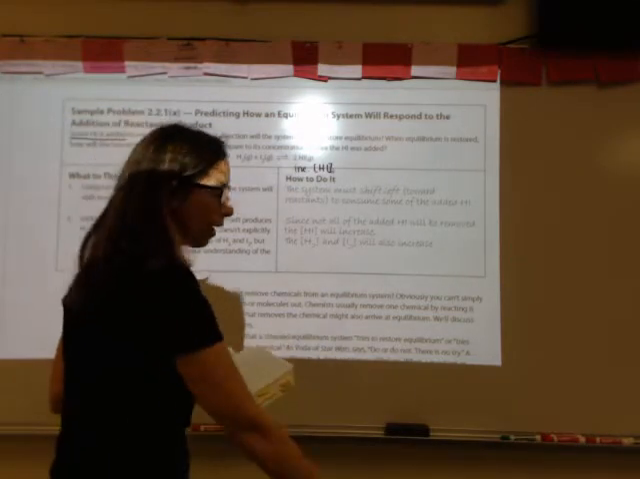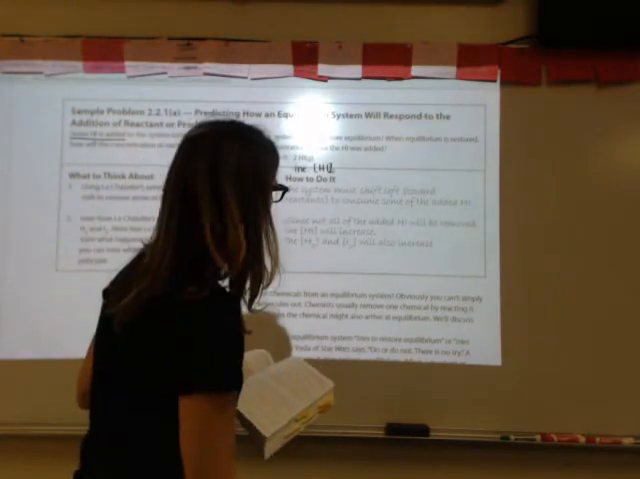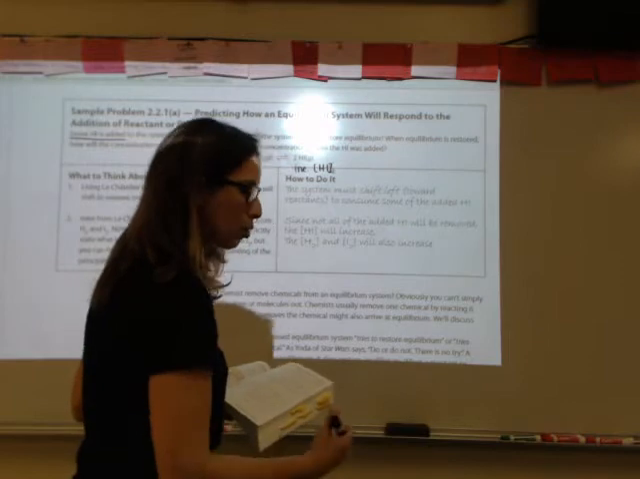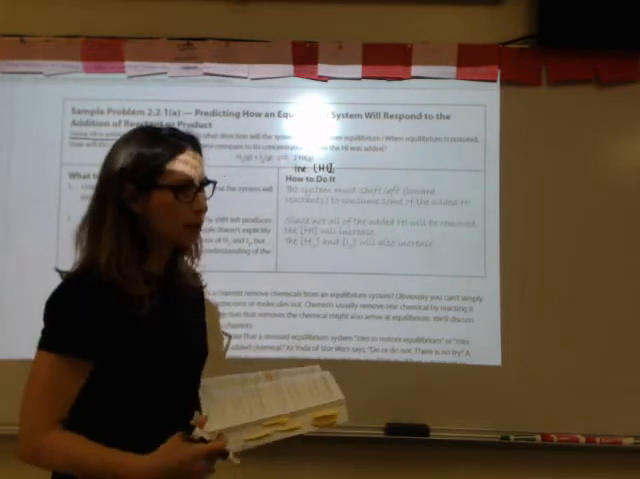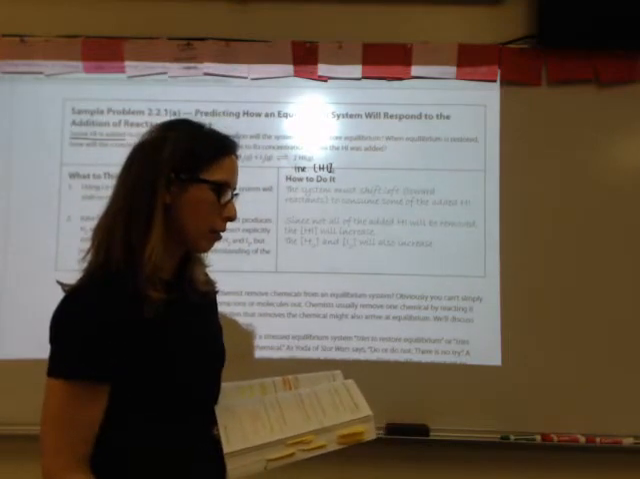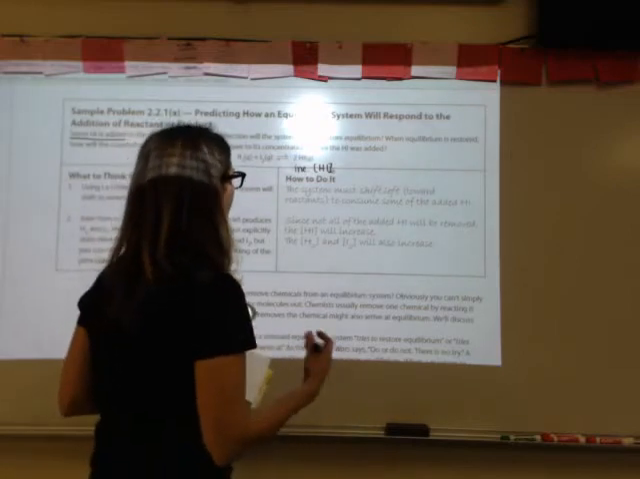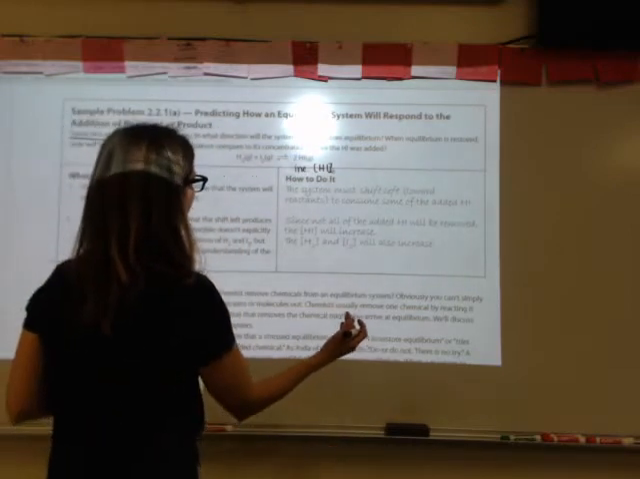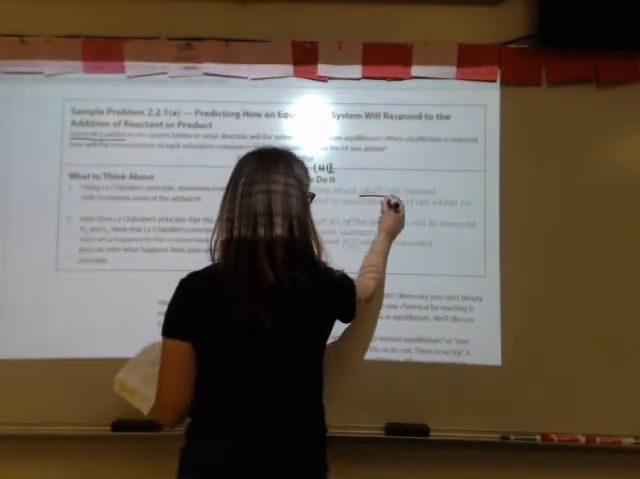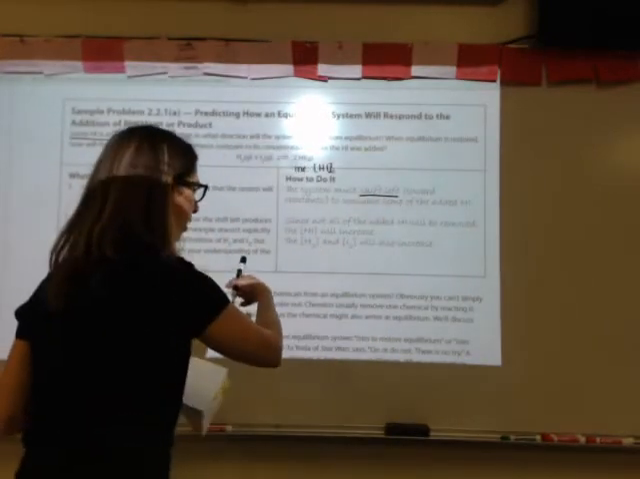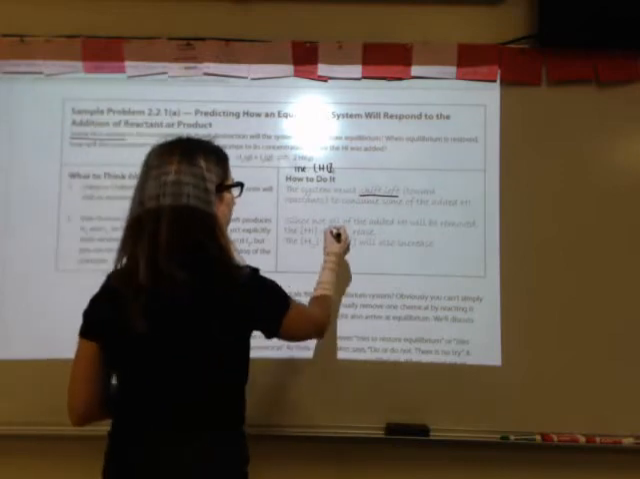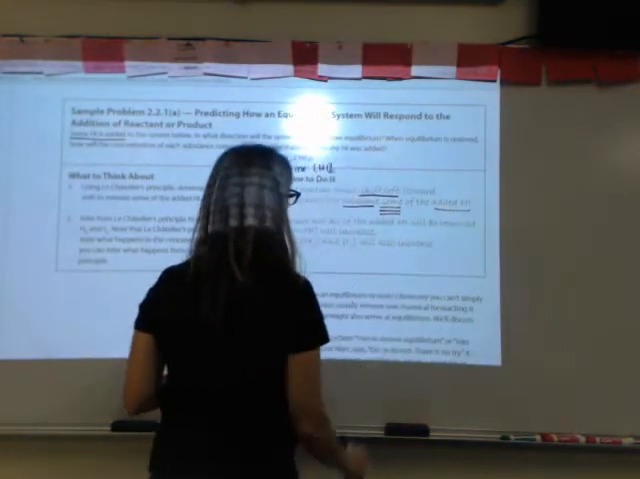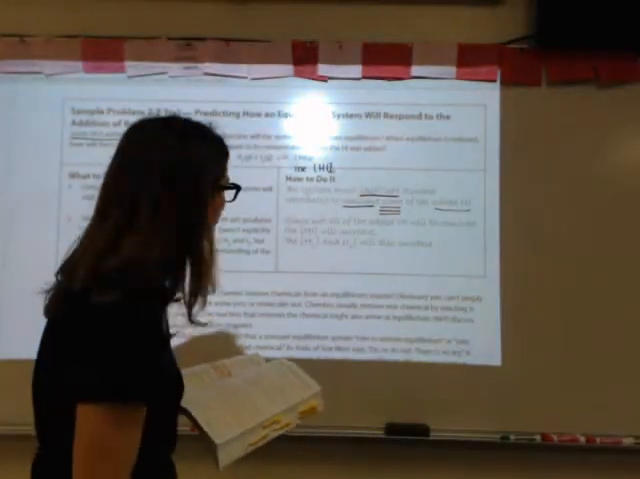Anytime you add something, you're increasing the concentration of something. You shift away from it so that you can consume some of what was added, okay? So if I am adding more product, I'm going to shift to the left. And as I shift to the left, I'm going to consume some, emphasis on some, of the added HI to help me get back to equilibrium.